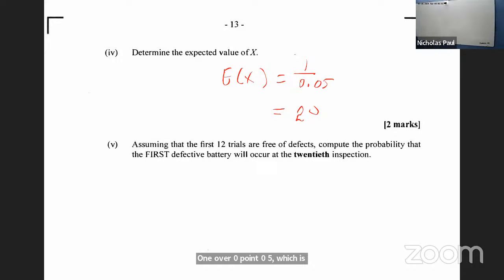Assuming that the first 12 trials are free of defects, compute the probability that the first defective battery will occur at the 20th inspection.